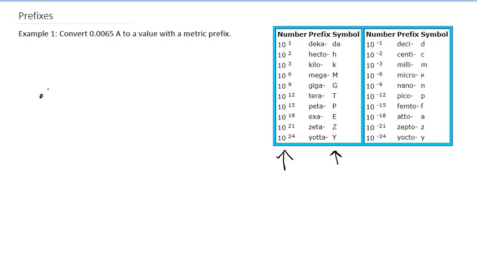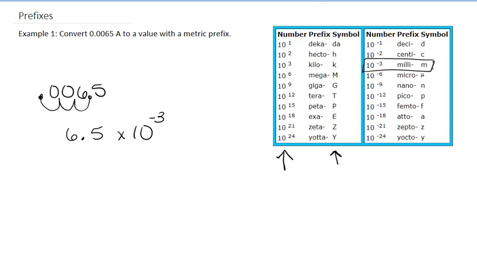So let's look at 0.0065. Let's go ahead and move that decimal over. So we go 1, 2, 3. So let's just place it at 6.5 times 10 to the, so we move to the right. So that means that it's going to be negative, and it's 3 spots. So now when we look at this table, we look at 10 to the negative 3, and we see that the prefix is milli and the symbol is m, lowercase.